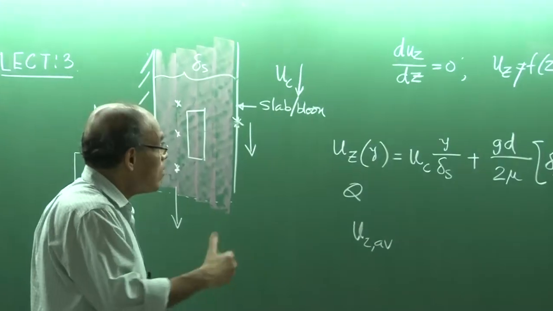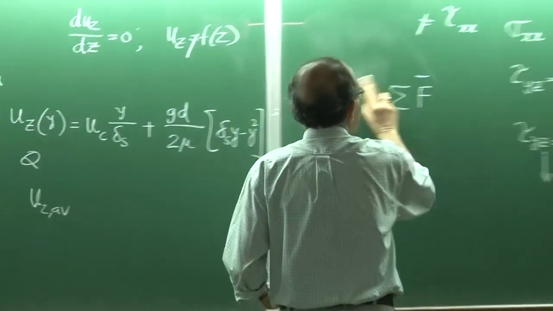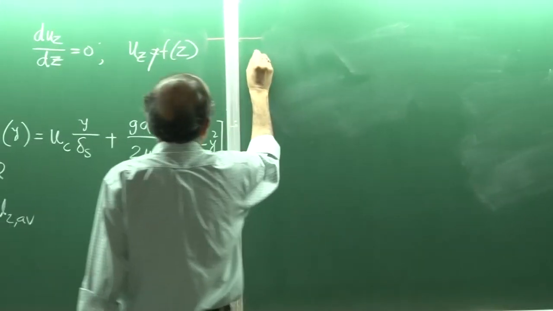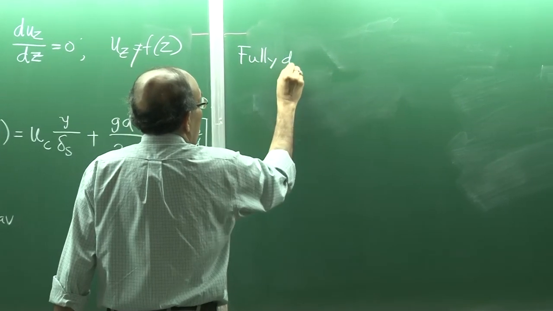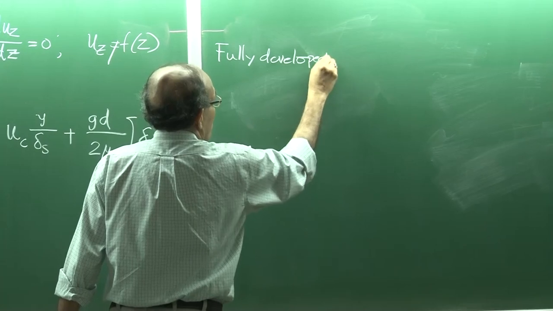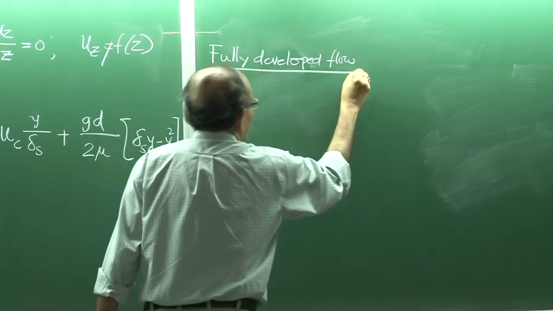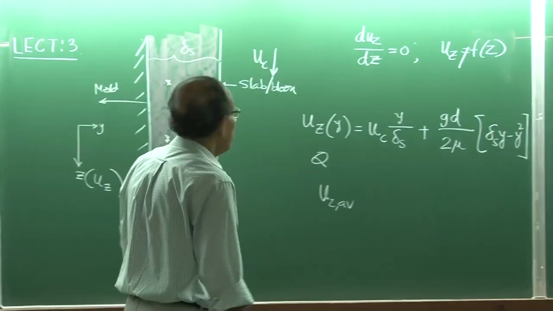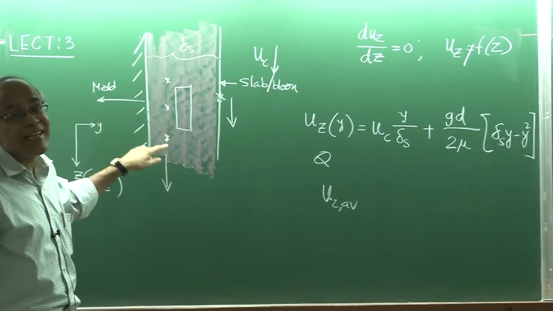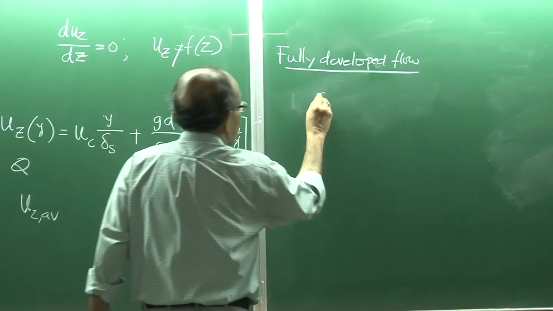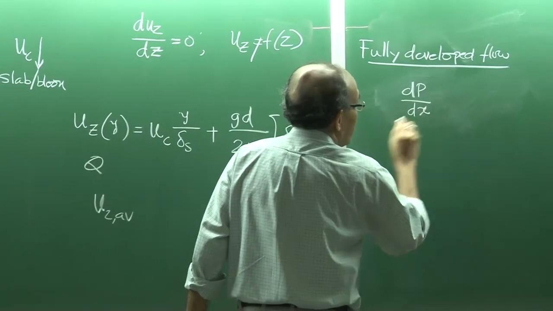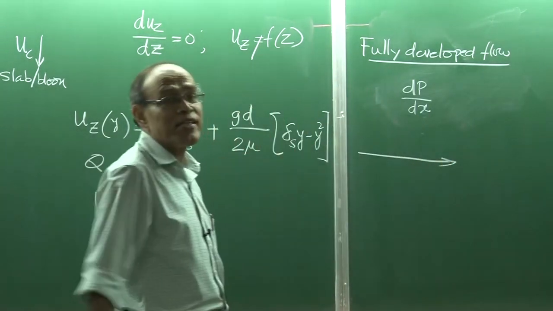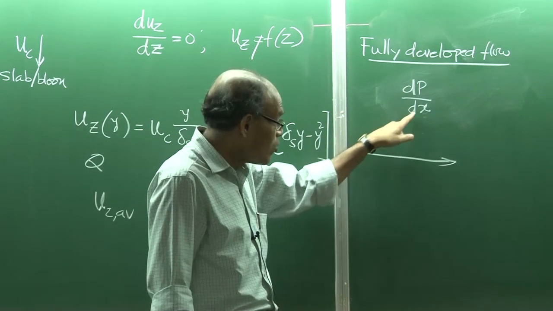Now, with this background, let us introduce some characteristic features of the flow. As I have said, I would like to first talk about the fully developed flow. A flow is said to be fully developed when the flow is non-accelerating and the pressure gradient is constant. The pressure gradient is along the streamwise direction, where x represents the direction in which the flow is really taking place.